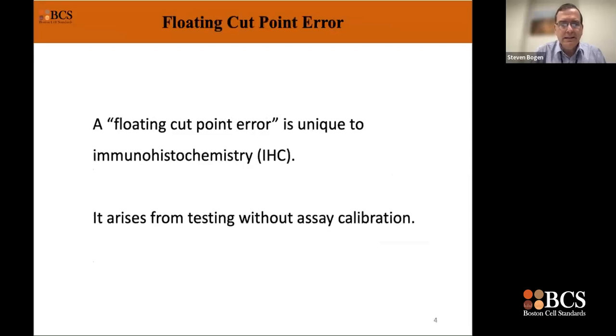A floating analytic sensitivity cut point error is unique to immunohistochemistry because in lab medicine, we routinely calibrate assays. This includes qualitative immunoassays like IHC, but in the clinical laboratory, the blood laboratory, examples include HIV or hepatitis serology assays. In those qualitative assays, we calibrate to establish a reproducible analytic sensitivity cut point or threshold for distinguishing positive from negative test results. It's only for immunohistochemistry that we do not calibrate.